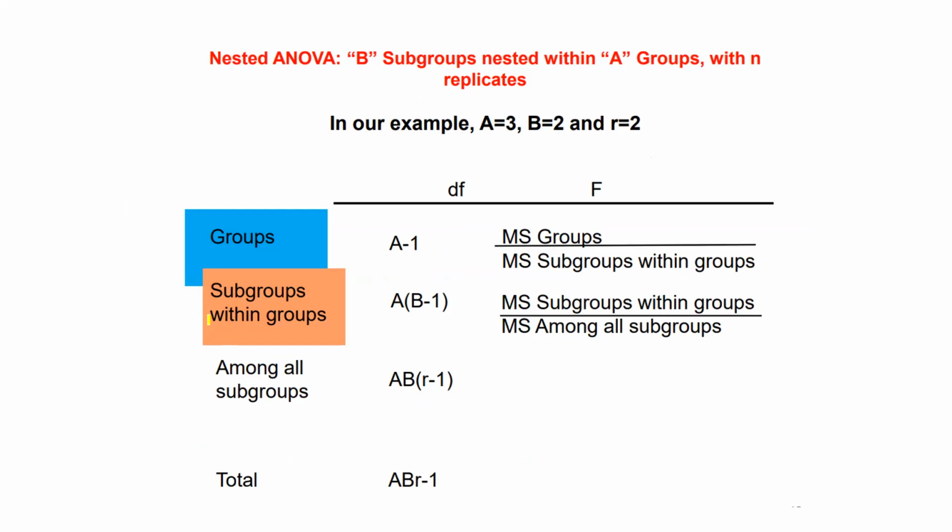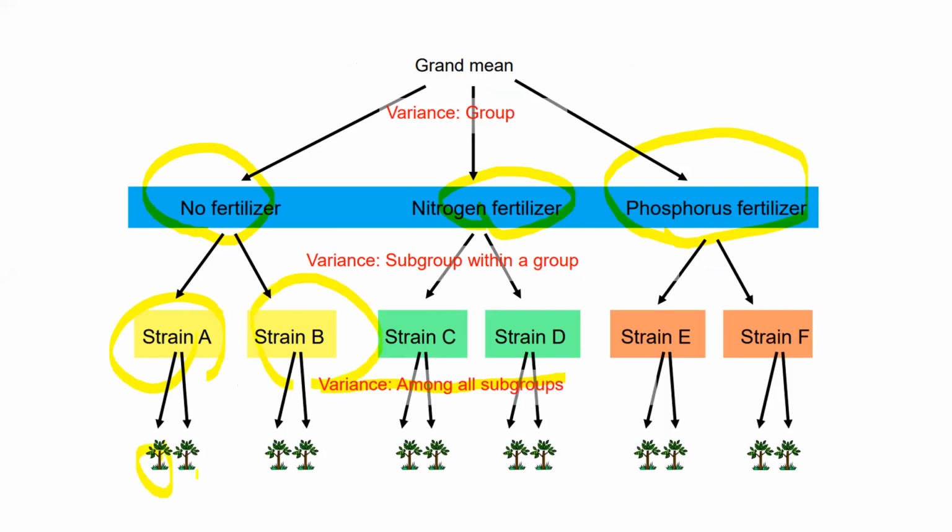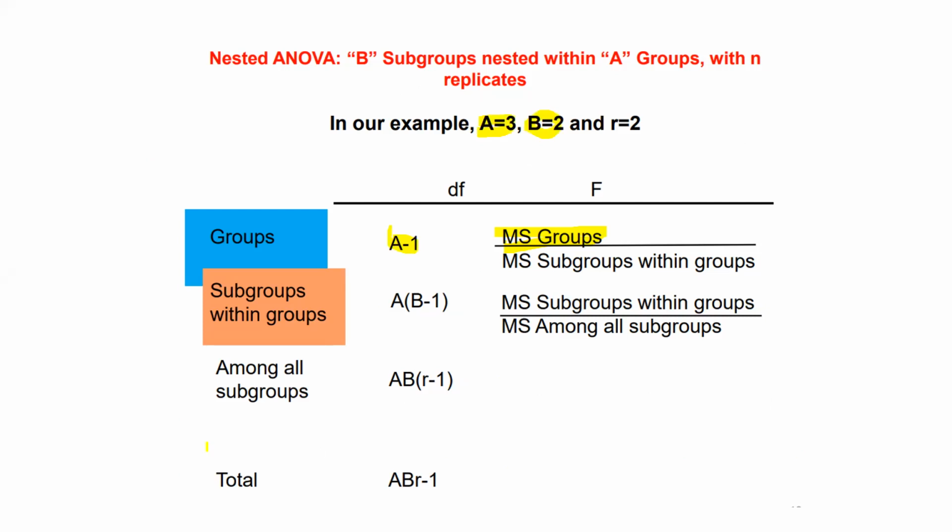So groups, subgroups within groups, and among all subgroups, and the total and the error. So we calculate the F statistic, and the degrees of freedom are in this way. A minus 1, with respect to the previous example. There are 3 categories for A. There were 2 categories for B. There were 2 replications. So there were 3 groups. Under each one there are 2 subgroups. Under each subgroup there are 2 replications. So A is equal to 3, B is equal to 2, and R is equal to 2.